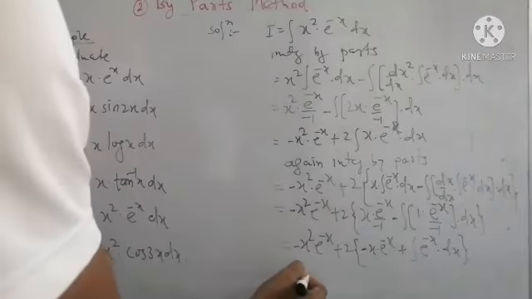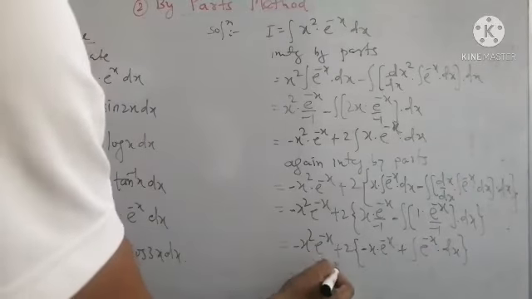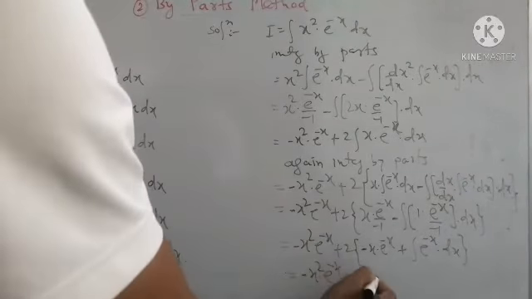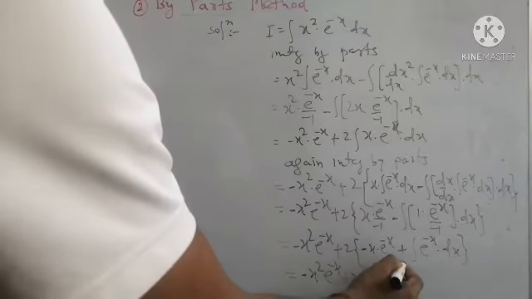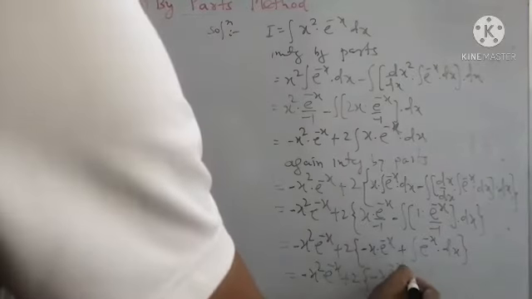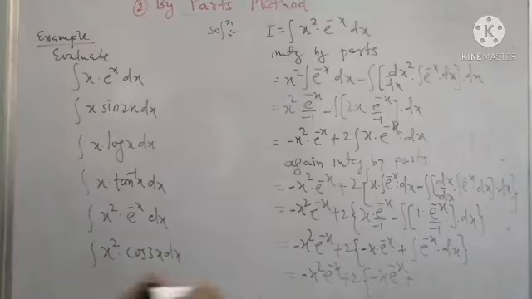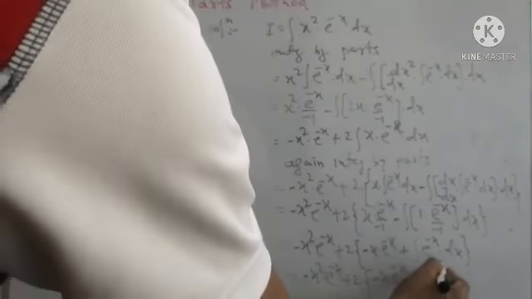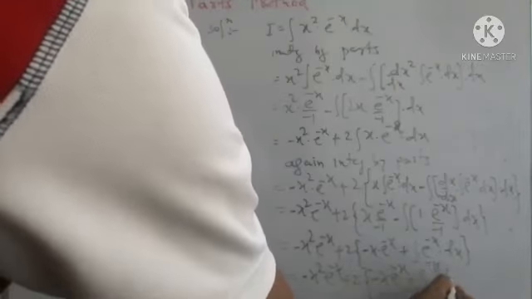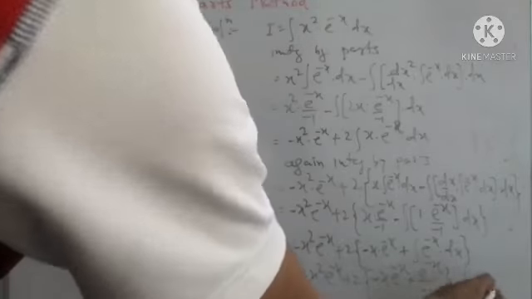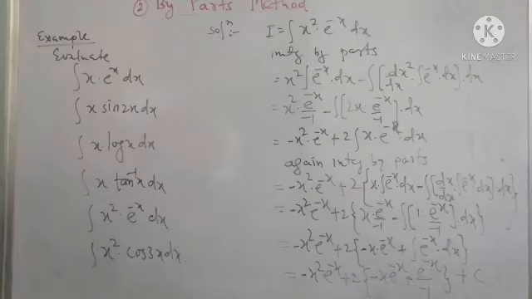So finally, minus x square e raised to minus x plus 2 into bracket minus x e raised to minus x remains as it is, and we have to take only the integration of e raised to minus x, which is e raised to minus x divided by minus 1, bracket complete. As all integration is completed, we put plus c.